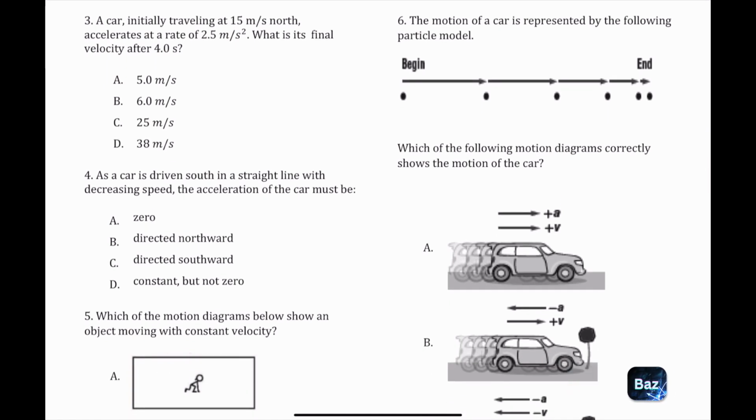3. A car initially traveling at 15 meters per second north accelerates at a rate of 2.5 meters per second squared. What is its final velocity after 4 seconds? To get the final velocity, we know that v final equals v initial plus at. So v final equals the initial velocity, 15, plus 2.5 times the time, which is 4. So here we have 10 plus 15, so the answer is 25 meters per second.